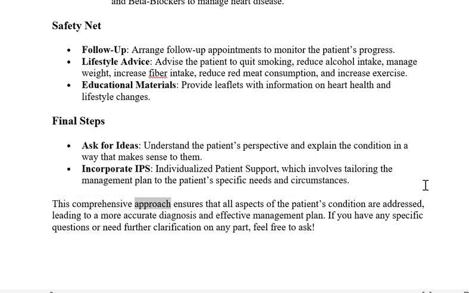This comprehensive approach ensures that all aspects of the patient's condition are addressed, leading to a more accurate diagnosis and effective management plan. If you have any specific questions or need further clarification on any part, feel free to ask.